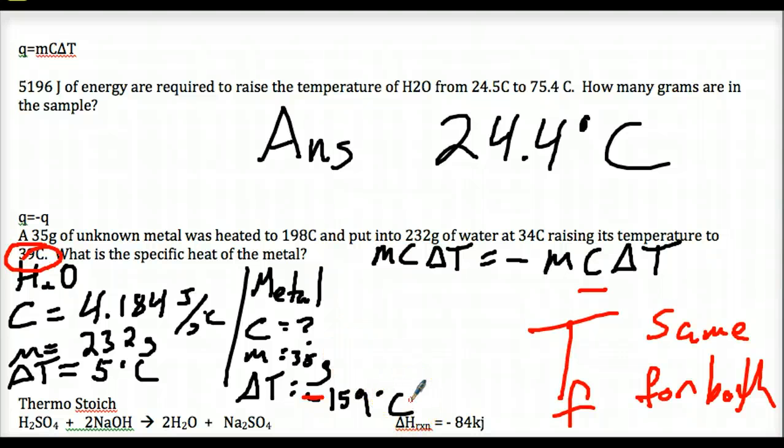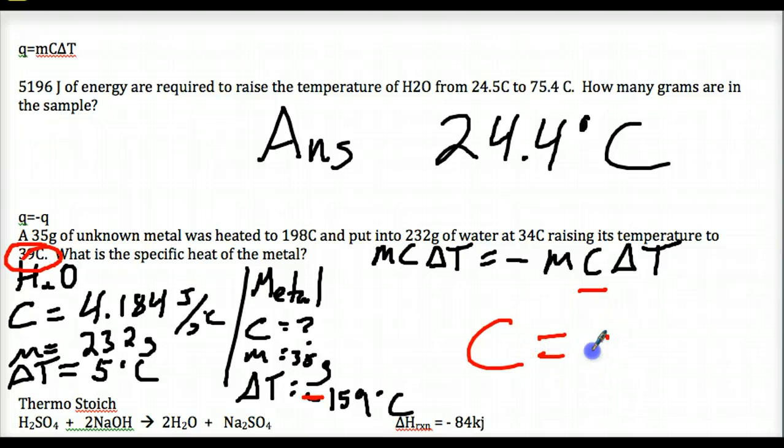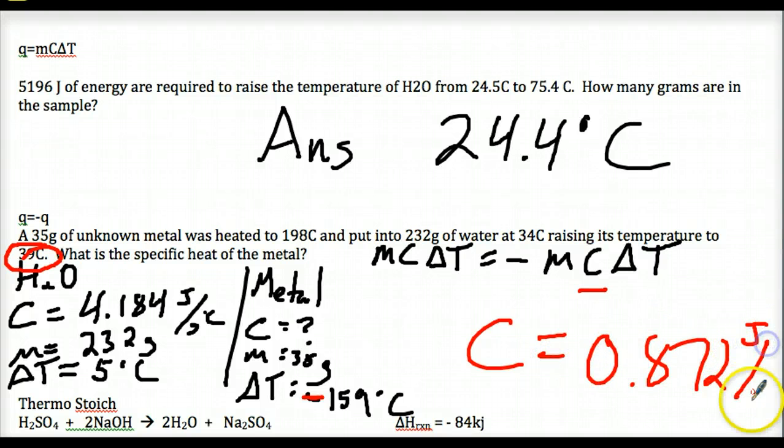I'm not going to do the algebra on this. I'm running out of room. All right, and I apologize for that. But if you do the math on that, you're going to find out that the answer is C equals 0.872 joules over gram degrees Celsius.